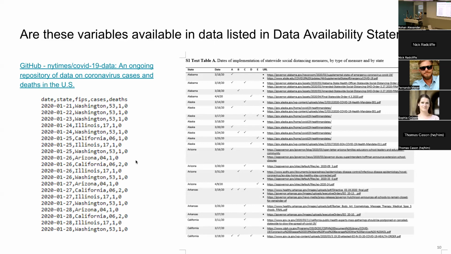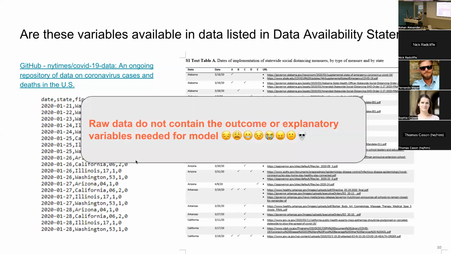And then in their supplementary material, they provide another table that shows the date of implementation of statewide social distancing measures. Okay, so these are the data that they provide in the data availability statement. But these data don't contain the outcome or the explanatory variables needed to fit the model. I mean, they have the state variable, which is used to merge the 2 data sets, but that's all they have. And the actual outcome that the authors use is a derived outcome, right?